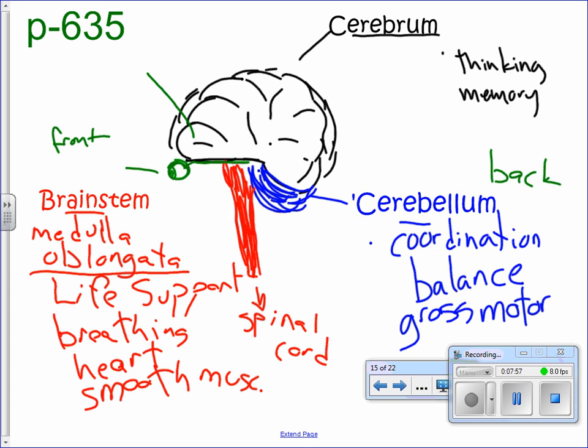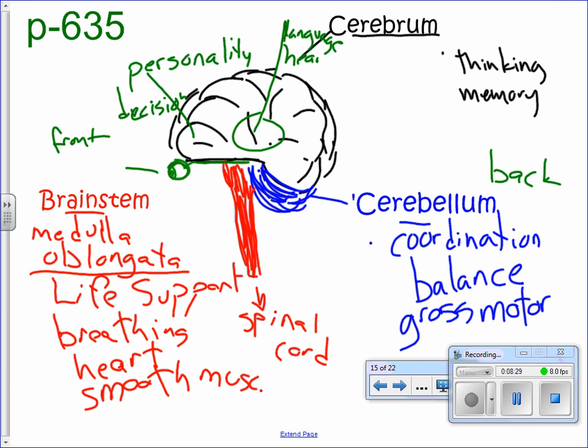We know that this part right here, the frontal lobe that you need to protect with your bicycle helmet, controls personality and decision making. So that right there is your personality. That's you right here in the frontal lobe of your brain. Here, kind of around your ear, it's called the temporal lobe, and this controls things like language, and hearing is here. In the back portion of your cerebrum is vision.